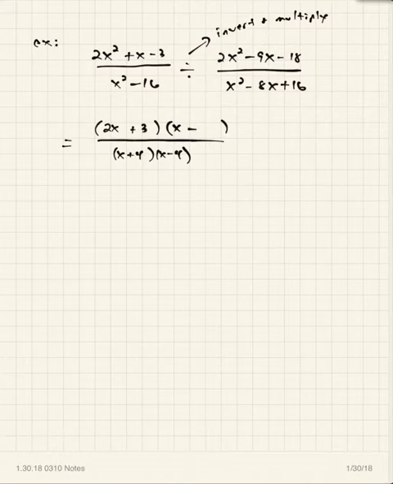So if you put 2x plus 3 and x minus 1, notice that that works because that gives you a positive 3x and a negative 2x when you look at the inside two and the outside two. So that works.